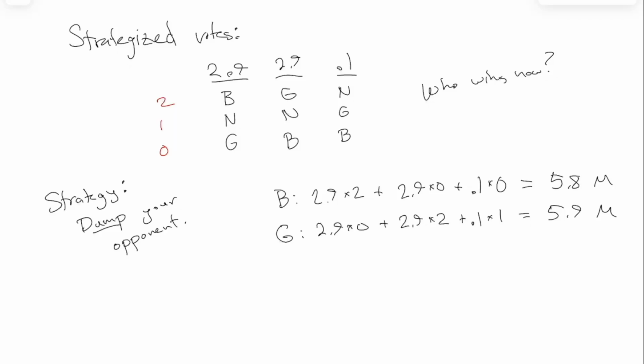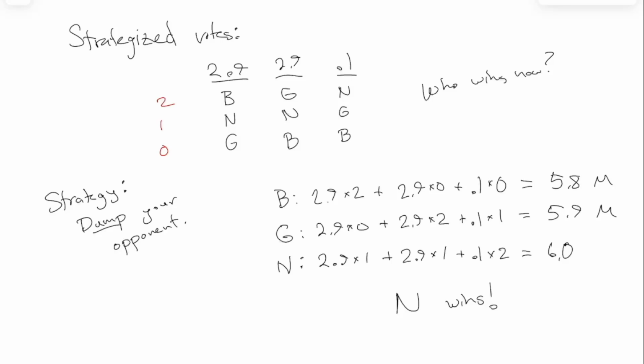What about Nader? We might as well do the Naders. Nader is a 2.9 times 1, plus a 2.9 times 1 in the middle, plus in the end, 0.1 times 2. Anybody doing the math along with me here? The answer is 6.0. Nader wins. Can you believe it? Almost nobody actually wanted Nader to win, but Nader ends up winning, because everybody was voting in a crazy way.